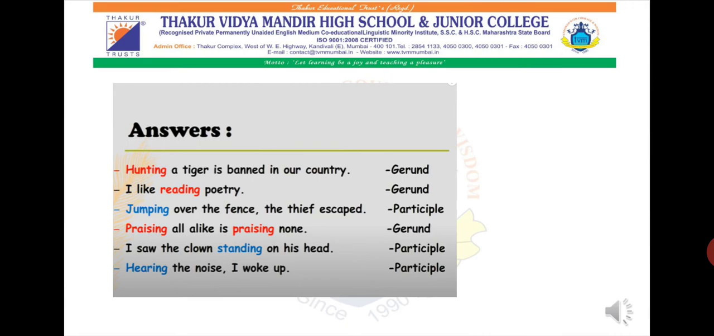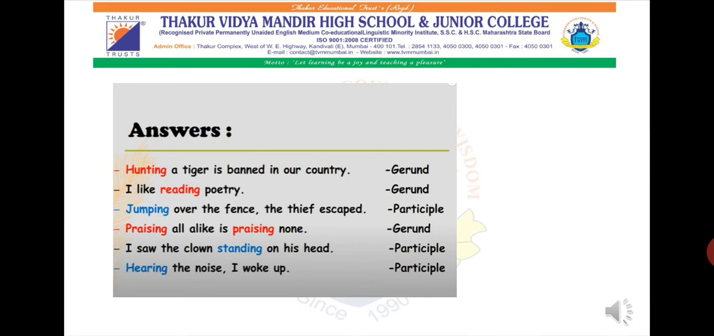Now, in the second question, you all must be thinking that this particular sentence will be a participle. No, my dear friends. I like reading poetry. Over here, we see that like is the verb and reading is the object. Okay, it acts as a noun. It is telling us more about the poetry. Okay, and therefore it is the object of the word like, and therefore that particular sentence is a gerund.